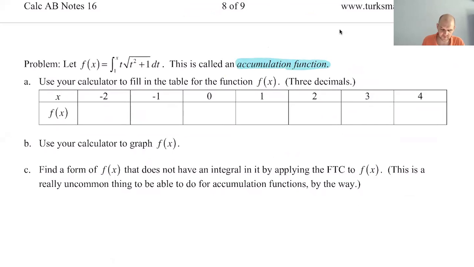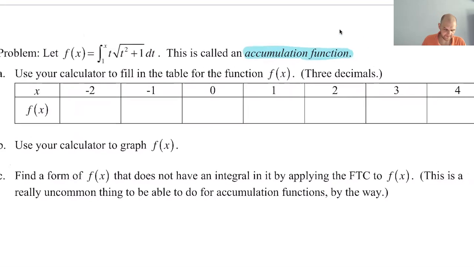So what's an accumulation function? It's basically a function that has an integral in it. What's a differential equation? It's an equation that has a derivative in it. An accumulation function is a function that has a definite integral in it. They're not really related, but they feel like they might be. I guess they're related. Everything's related, so I don't want to just say they're not.